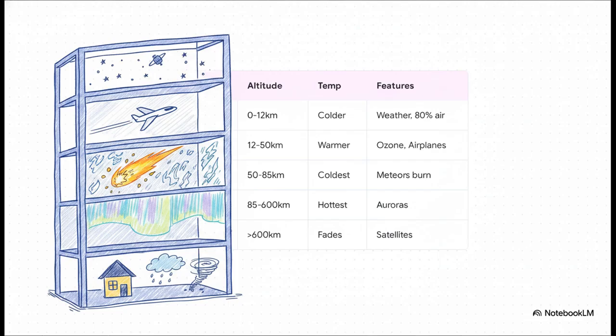Head up to the second floor, the stratosphere, and you'll find the ozone layer. It's super dry and calm here, which is exactly why airplanes fly at this altitude, to avoid turbulence. The third floor is the mesosphere. It plunges to a freezing minus 90 degrees Celsius, and this is actually where shooting stars, meteors, burn up. Then we hit the thermosphere, which gets incredibly hot and is home to the stunning northern lights. And finally, the exosphere, the penthouse, which just sort of slowly fades away into outer space.